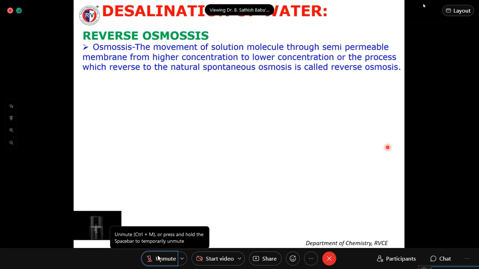In reverse osmosis, the movement of molecules through the semi-permeable membrane is from higher concentration to lower concentration. The process which reverses the natural spontaneous osmosis process is called reverse osmosis. Spontaneous osmosis is the movement of water molecules from lower concentration to higher concentration, right? But in reverse osmosis, there is movement of water molecules from higher concentration to lower concentration. How is it achieved? By just applying pressure on the higher concentration side. That is called reverse osmosis.